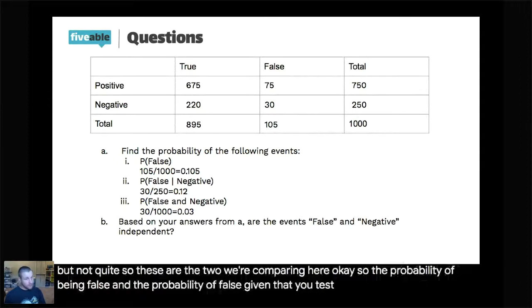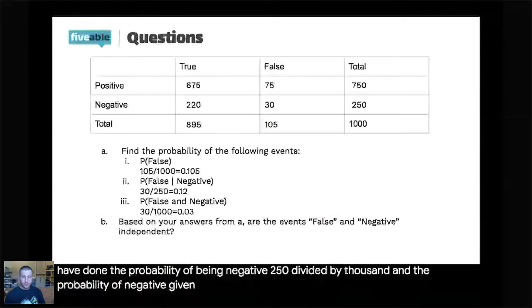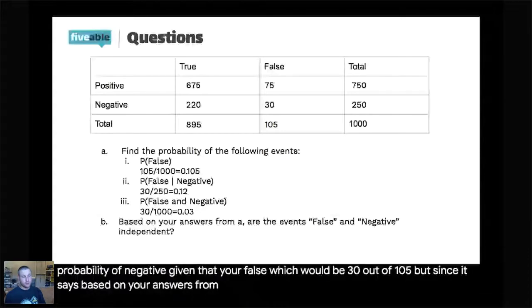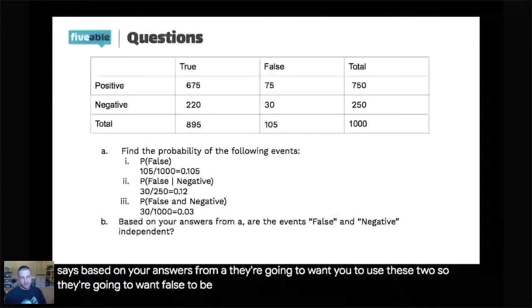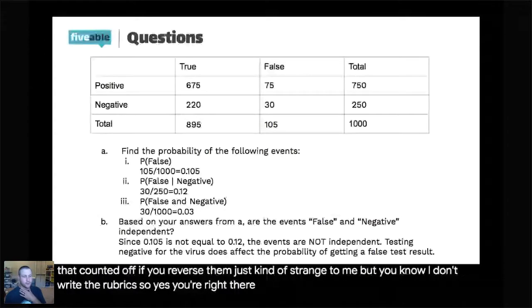You also could have done the probability of being negative, 250 divided by 1,000, and the probability of negative given that you're false, which would be 30 out of 105. But since it says based on your answers from A, they're going to want you to use these two. So they're going to want false to be event A and negative to be event B. I think one year they counted off if you reversed them, which is kind of strange to me, but you know, I don't write the rubrics. So yes, you're right. They are not independent because the 0.105 is not equal to the 0.12.